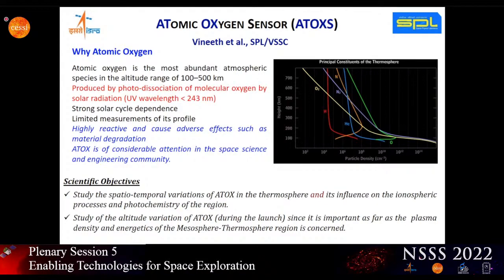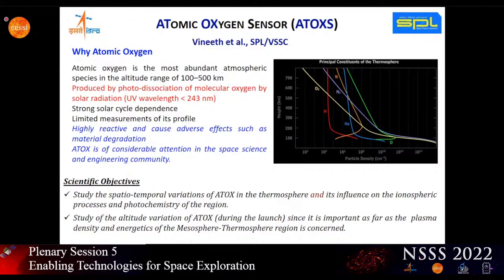The reason for the atomic oxygen sensor is that atomic oxygen is the most abundant atmospheric species in the altitude range above approximately 500 kilometers. It is produced by the photodissociation of molecular oxygen in the EUV range, especially below 243 nanometers. It has a strong solar cycle dependence, and only limited measurements of atomic oxygen profiles are available. Mostly they are available through models.